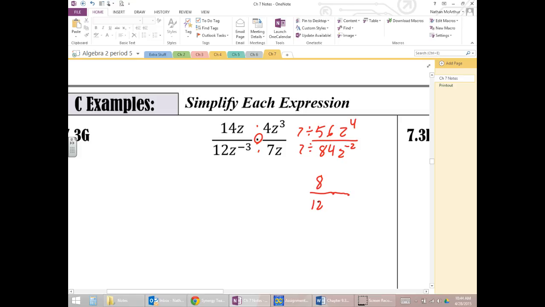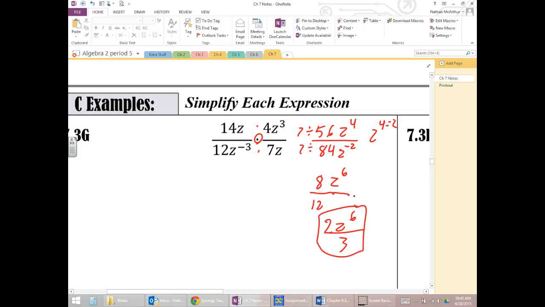Now that can simplify further, but let's look at the variables for a second. Z to the 4th minus negative 2. So the negative and a negative combine to make it positive, so that gets me z to the 6th. Since it's positive, it goes on top. So I have z to the 6th. Now 8 and 12 reduce down by 4 to get 2/3. So my final answer should be 2 z to the 6th over 3, I believe.